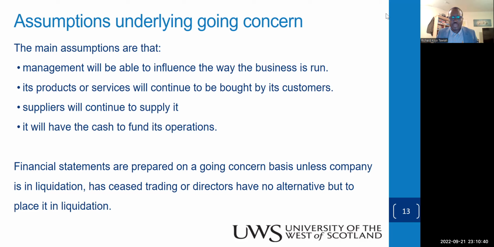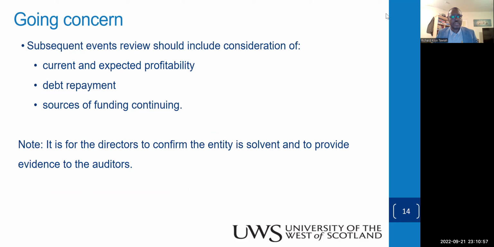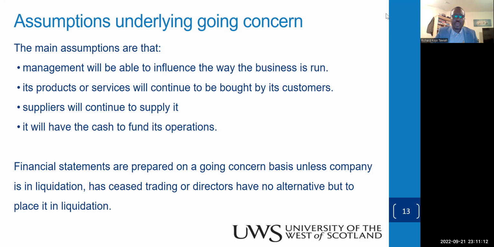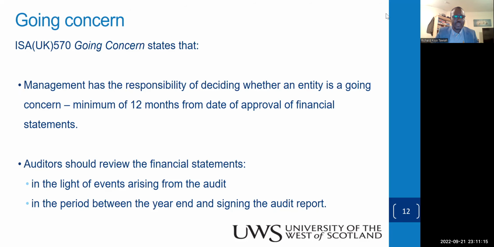So financial statements should be prepared on a going concern basis unless the company is in liquidation or it has ceased trading, or the directors have no alternative than to place the company into administration. Then we know that the company is doomed to fail or cannot continue into the foreseeable future. So once again, subsequent events, we say, should include current and expected profit, debt repayment, and then sources of funding. Okay, the directors will confirm to us that the company is solvent. I think we just touched this somewhere.